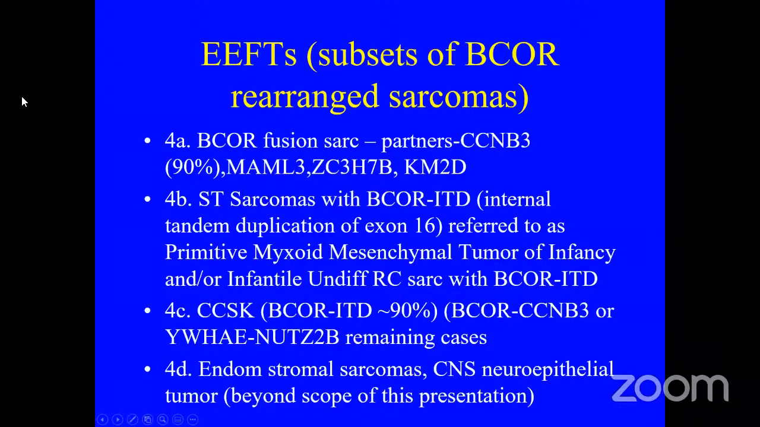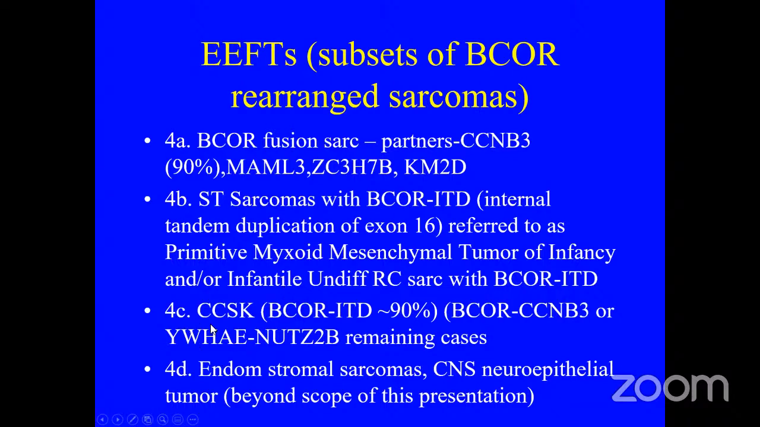So I mentioned to you that BCOR rearranged sarcoma has 4 subsets. Again, we need not go into the details of these. The first subset is the BCOR fusion sarcoma in which you have these various partners. The commonest one is CCNB3 in 90% of the tumors. Then you have soft tissue BCOR rearranged sarcomas in which you have internal tandem duplication of exon 16 of BCOR gene.